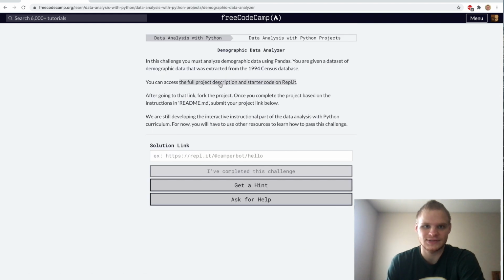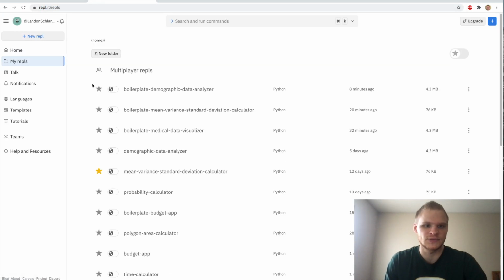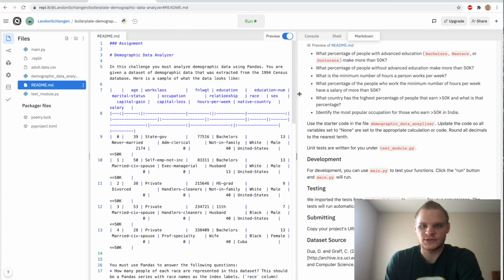So just click on this. If you haven't opened it before, you can access it just by clicking this link. I opened it before and I don't want another one in my REPL, so I'm just going to go to it by opening up REPL.it and then going to my REPLs and doing the boilerplate demographic data analyzer. And here it is open.